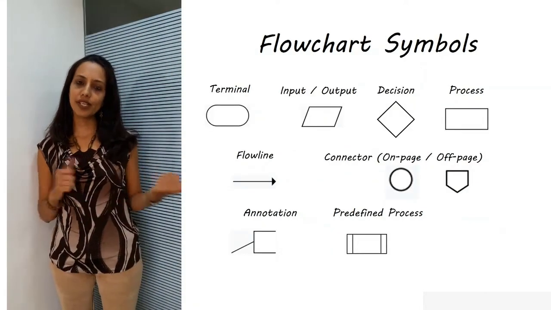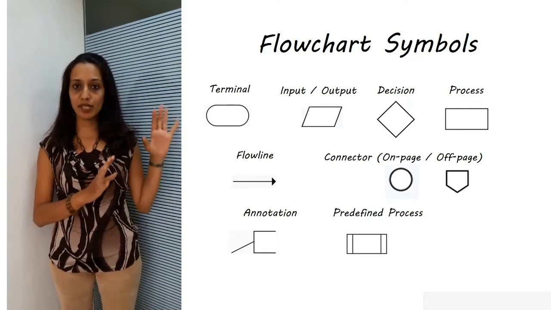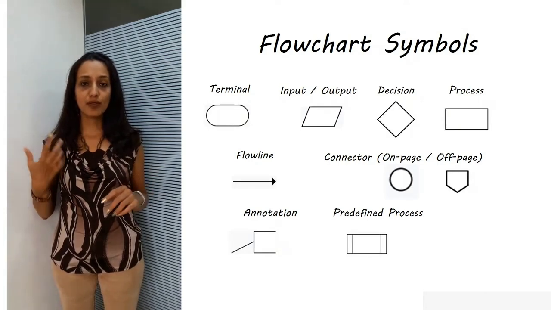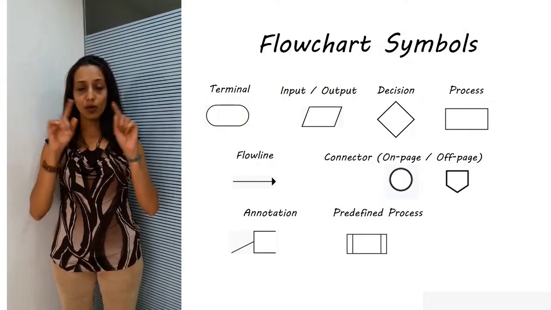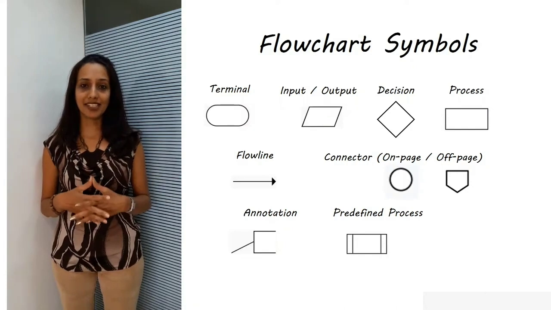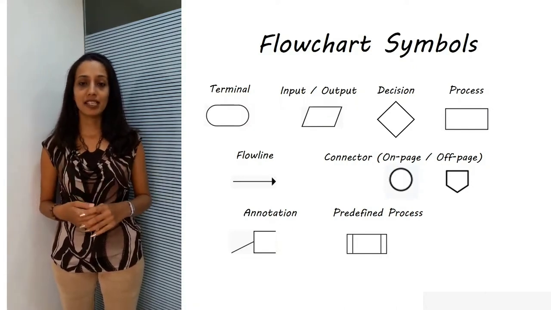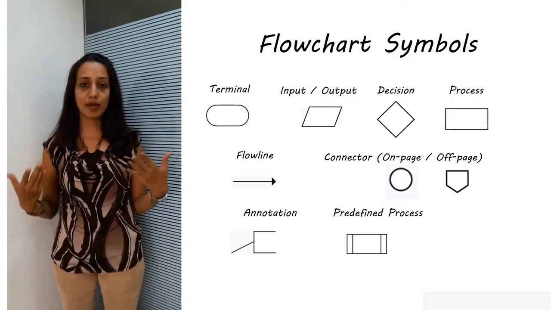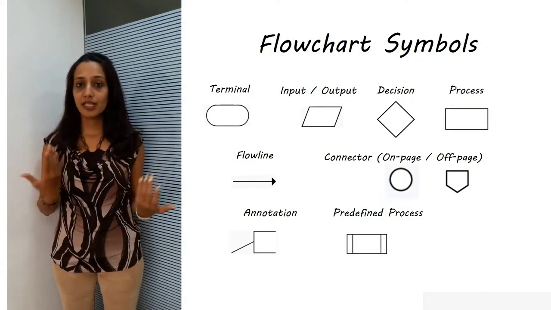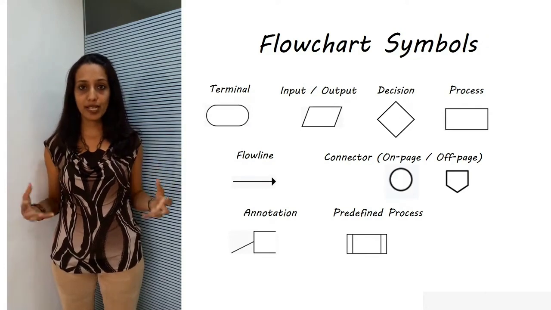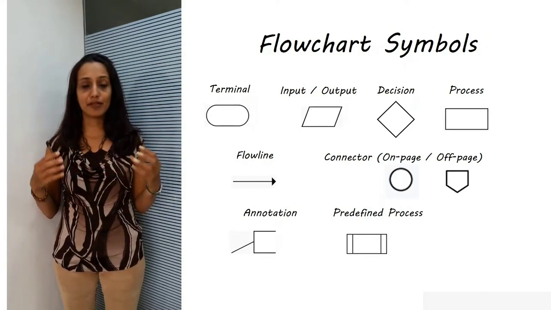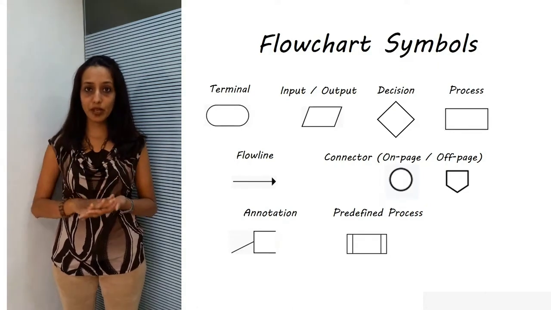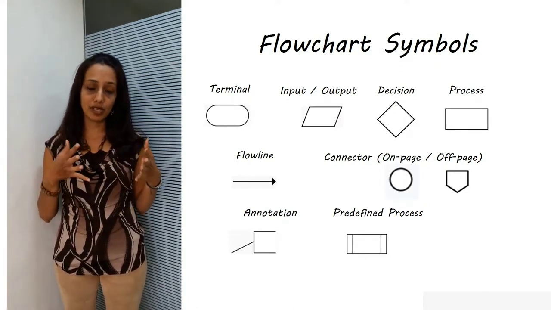On screen you can see some symbols which have been shown to you, and with each of them is given a term for what it is going to represent. For example, the oval or rounded rectangle is going to represent the terminal. Then we have a rectangle for a process, a parallelogram for input-output, a line with an arrowhead as a flow line, then we have connectors, annotation, and a predefined process that can be called into the current process.